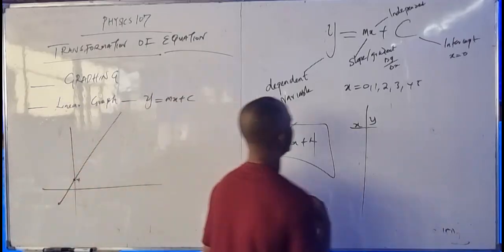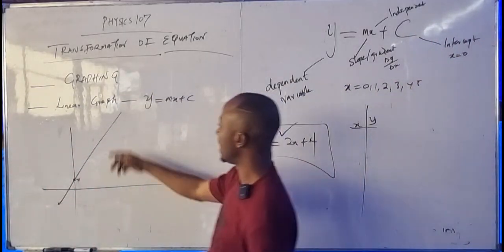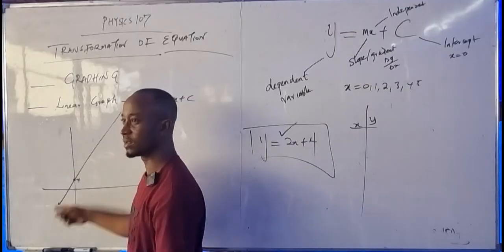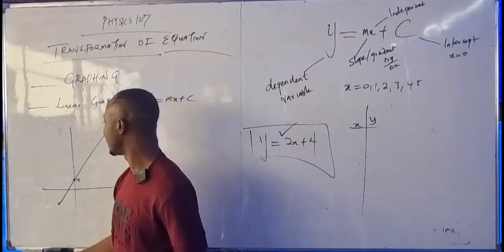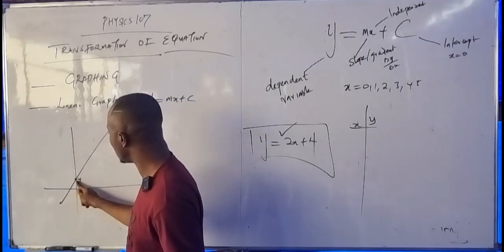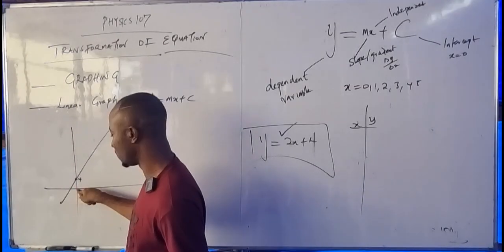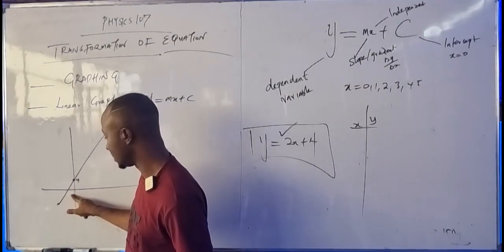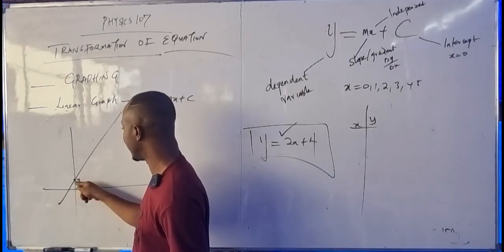We say c is the intercept on the y-axis, meaning any point where this line cuts the y-axis. We call this line the regression line, the line of best fit, the straight line that best fits the graph. That point is called the intercept, and it occurs when x is 0. This is the origin, where the value of x is 0.